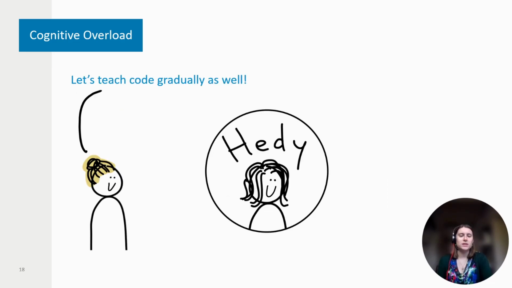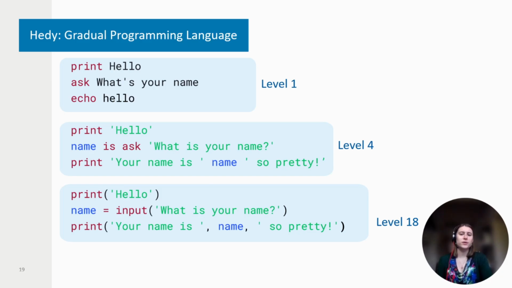What this looks like in practice is this. Hedy has 18 different levels. In level 1, as you can see, the syntax is very simple. And in level 18, it's actually correct Python syntax.